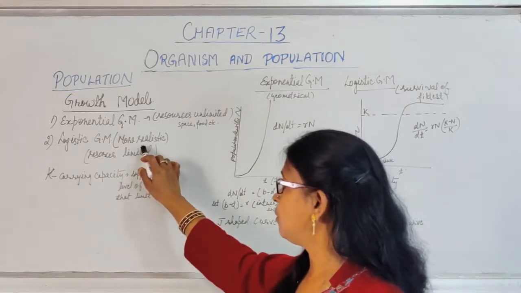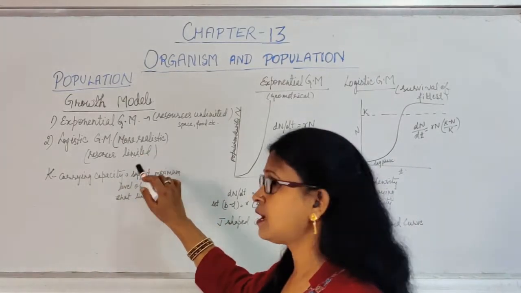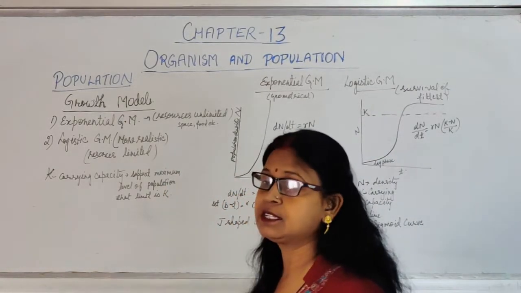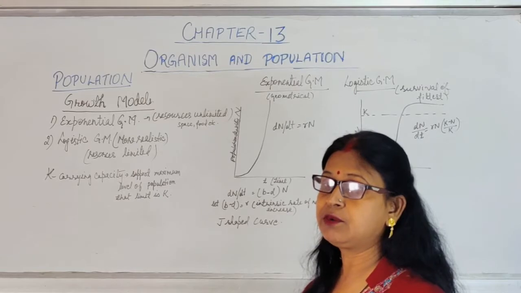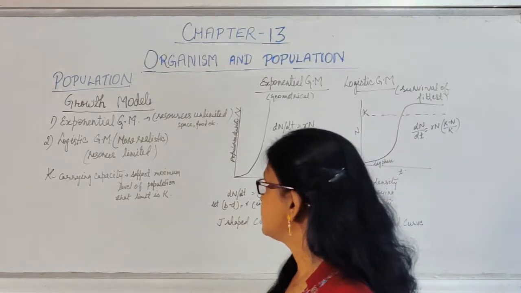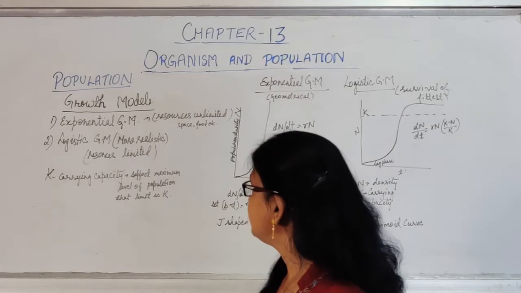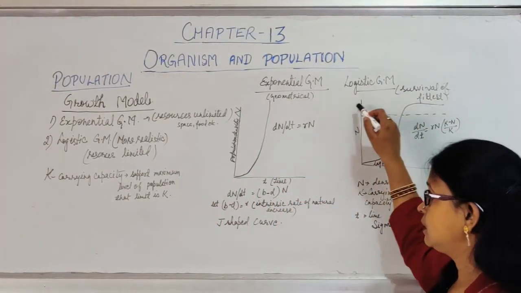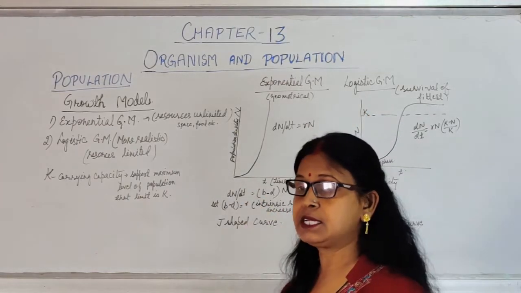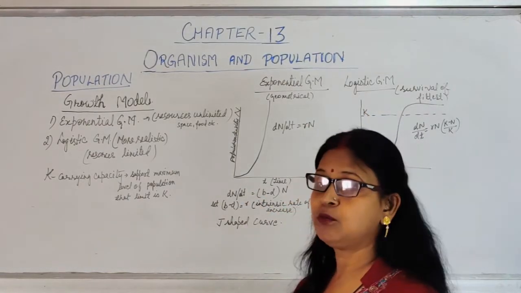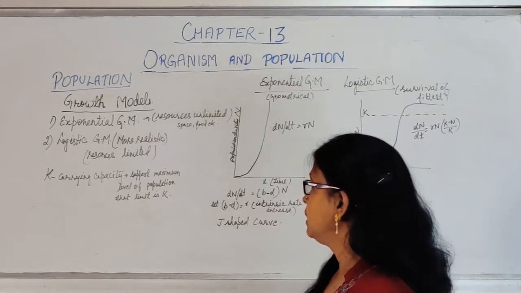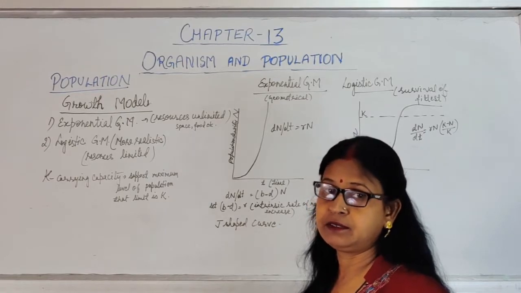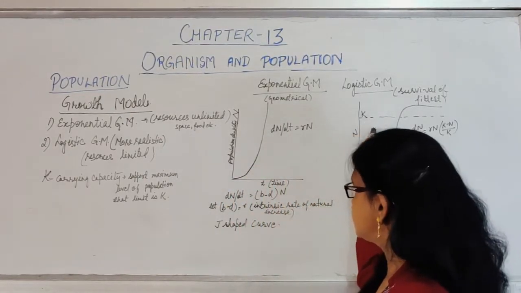Whereas logistic growth model: when the resources are limited and the organisms of a particular population are utilizing the same limited resources, then such type of growth model will be known as the logistic growth model. In nature, logistic growth model is more realistic because the resources will sooner or later become limited. So this is the realistic one.